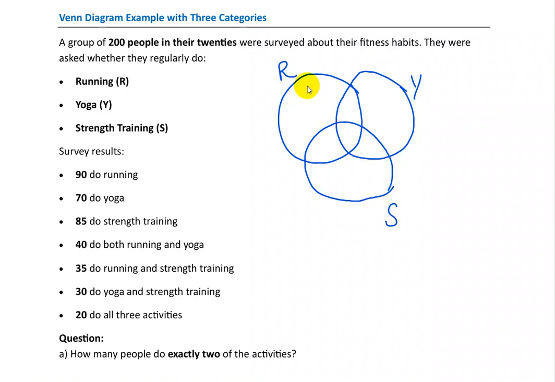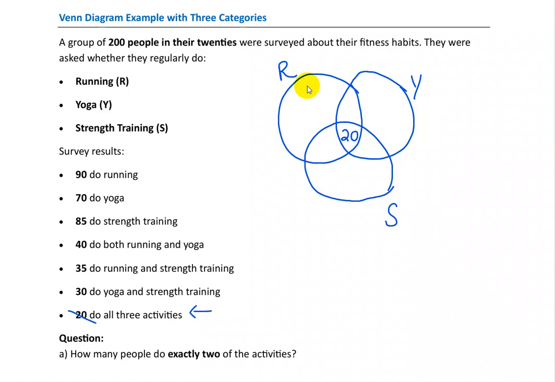So when I look at the very first survey result, 90 run, it's not very easy to decide which of these 4 different subgroups I'm going to put the 90, because it's split up. You don't put 90 out here. And the same with the 70 for yoga and the 85 for strength training. So what I like to do is go right down to the last one typically, the one that involves all 3. So I know there are 20 that do all 3. So they go in where all 3 circles overlap. So that one's done.